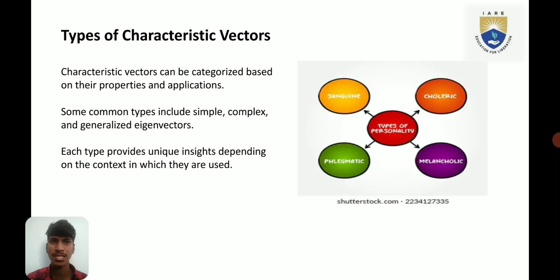Types of characteristic vectors. Characteristic vectors can be categorized based on their properties and applications. Some common types include simple, complex, and generalized eigenvectors. Each type provides unique insights depending on the context in which they are used. Types of personality: sanguine, choleric, melancholic, phlegmatic.